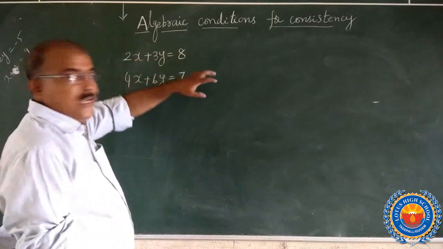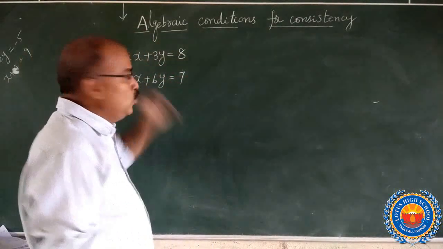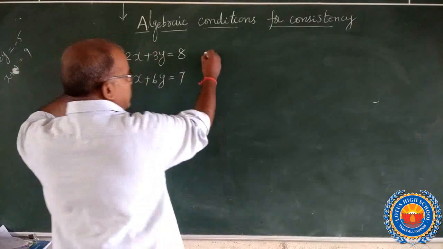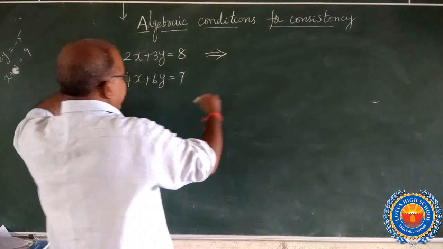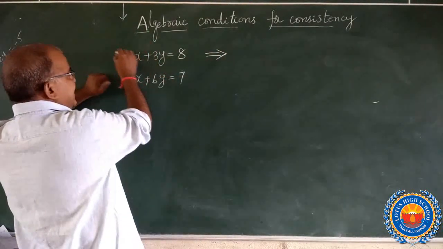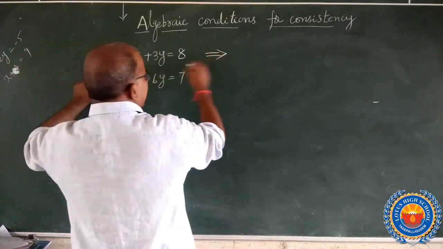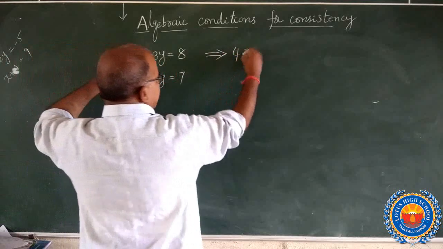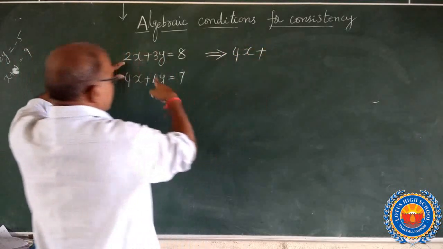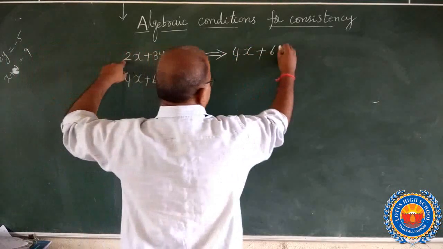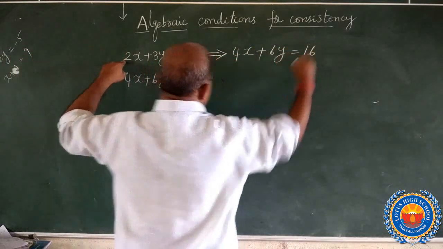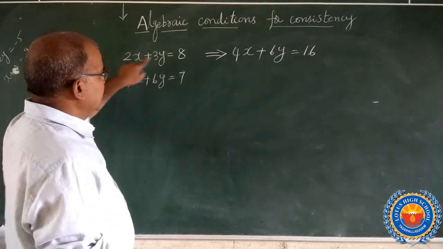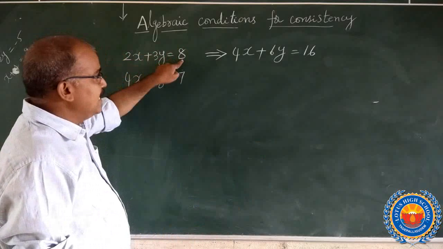One more page I have taken: 2x plus 3y is equal to 8 and 4x plus 6y is equal to 7. So here also I am going to multiply the first equation by 2. So 2 2s are 4x, 3 2s are 6y, 8 2s are 16.